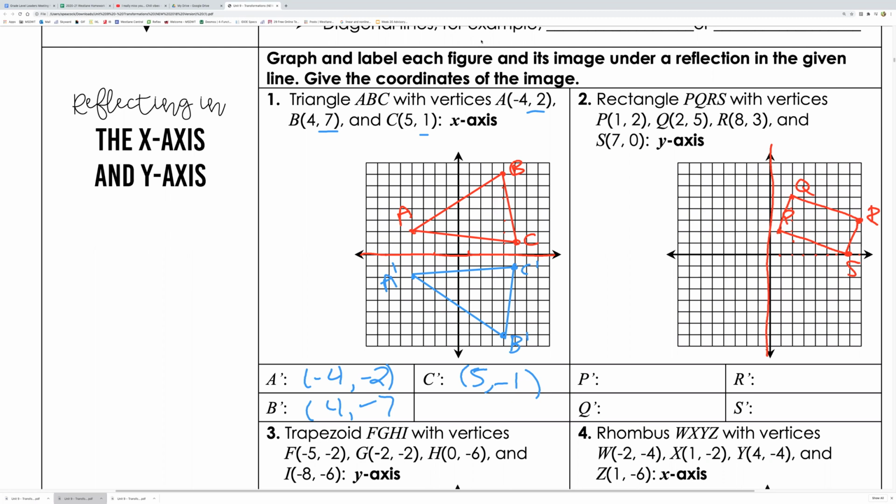And we're gonna go on to the other side and reflect it over. So P is 1 away, so I'm gonna put a dot and label P prime. Q is 2 away, Q prime. R is 8 away, so I'm gonna go all the way over here and put R prime. And S is 7 away, so I'm gonna put S prime right there.